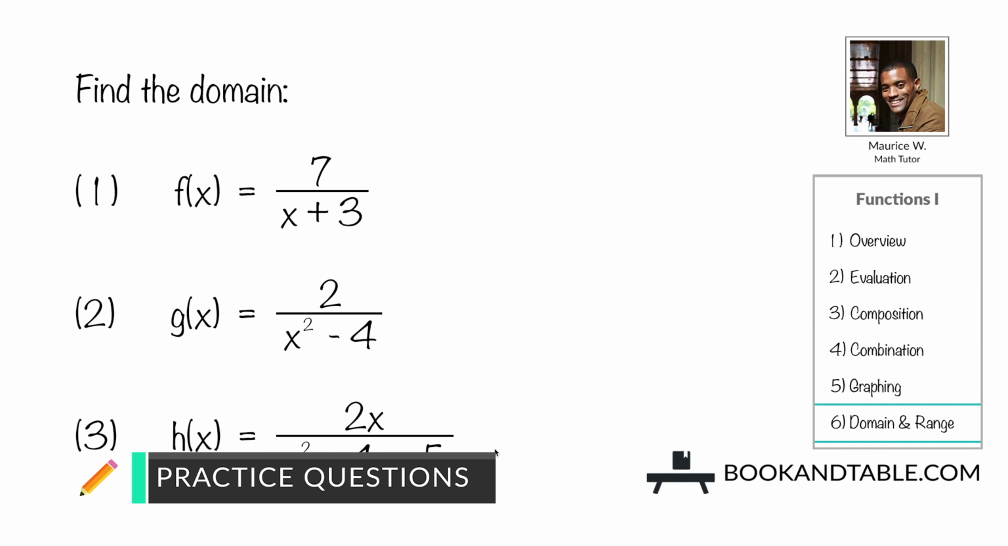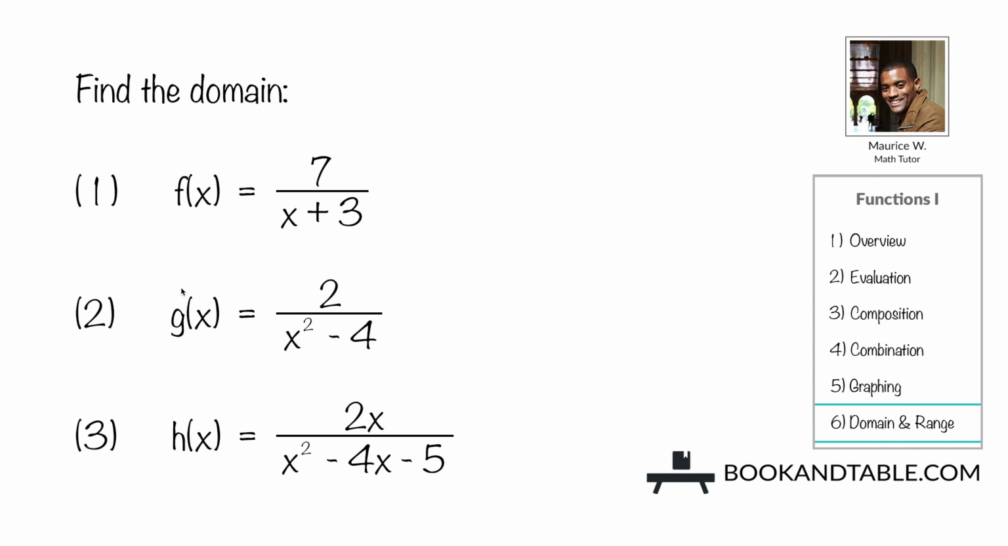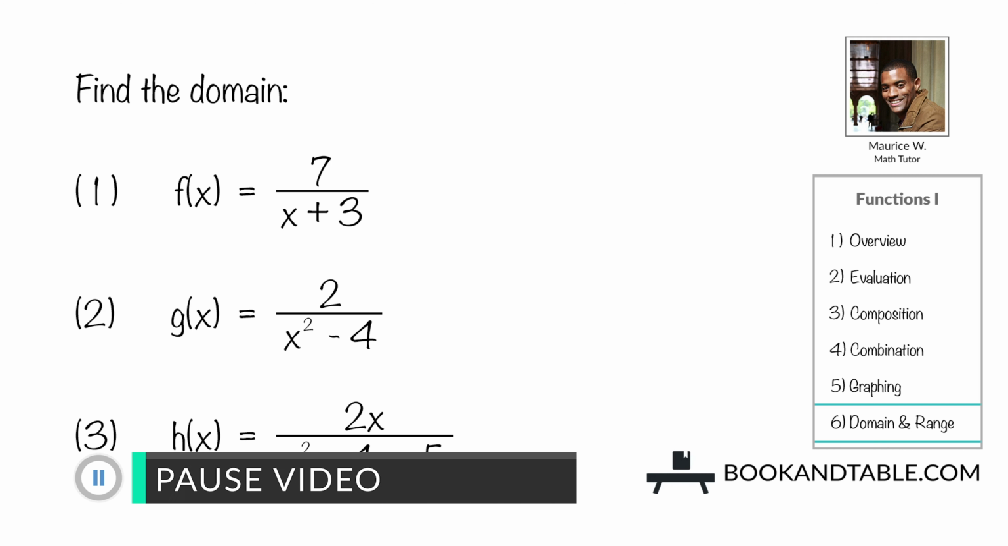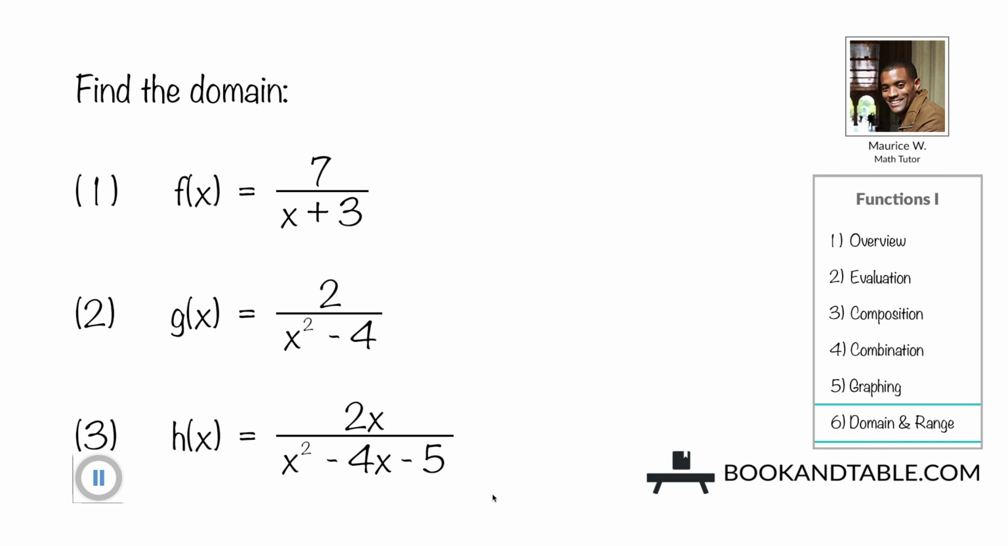So that is how we go about finding the domain when we have a variable in the denominator. Let's now have you complete a few practice questions. Question number 1, find the domain of f(x) = 7 / (x + 3). Question number 2, find the domain of g(x) = 2 / (x² - 4). And question number 3, find the domain of h(x) = 2x / (x² - 4x - 5). Pause the video, answer these questions, and then press play when you are ready to begin.